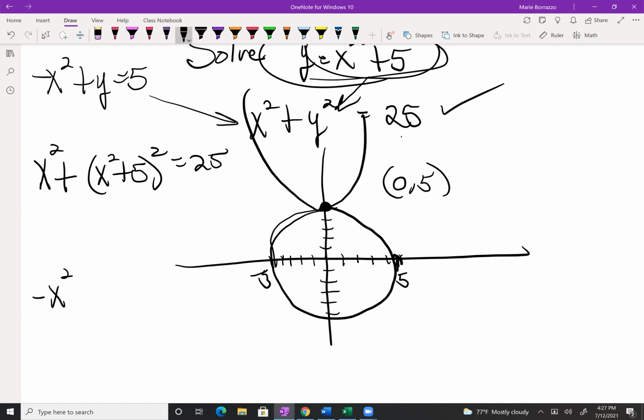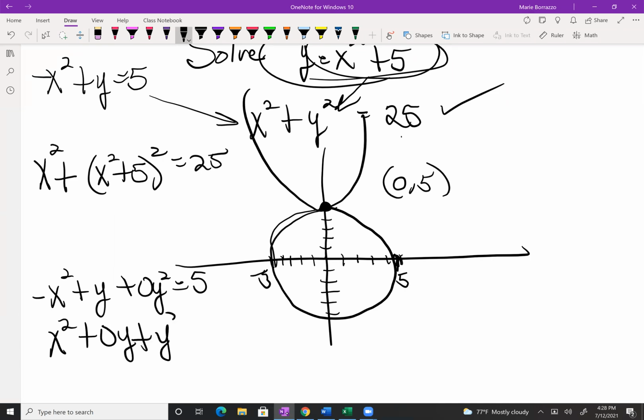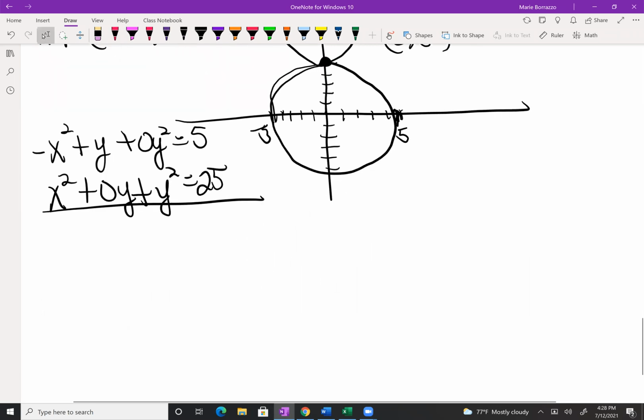So we have negative x squared plus y plus 0y squared. I always like to fill in my spaces. On this side, you have x squared plus 0y plus y squared, and this is equal to 25. So what happens? The x squares go away.